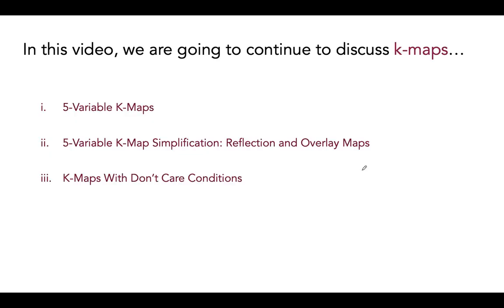We are going to talk about 5 variable K-maps. Then we'll learn some techniques for the simplification of such K-maps, and we'll also learn about reflection and overlay maps. And then finally, we'll discuss K-maps with don't care conditions. So we'll see what don't care conditions are and how they are dealt with when they arise within a K-map.